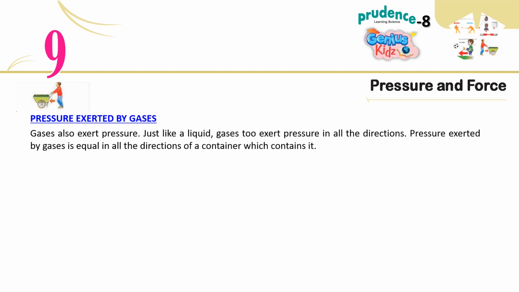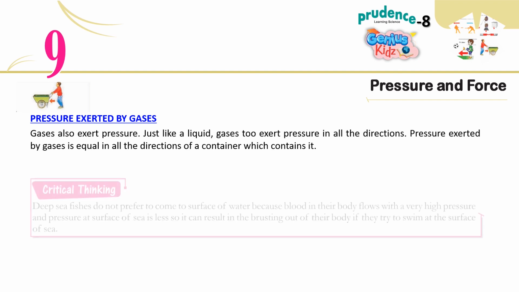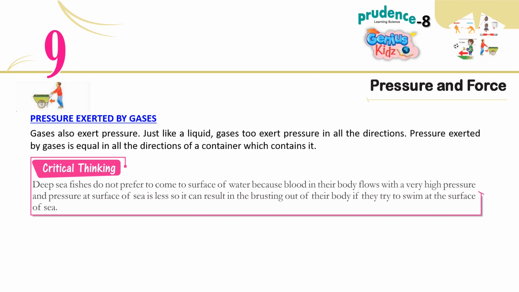Pressure exerted by gases. Gases also exert pressure. Just like a liquid, gases too exert pressure in all the directions. Pressure exerted by gases is equal in all the directions of a container which contains it. Critical thinking. Deep-sea fishes do not prefer to come to the surface of water because blood in their body flows with a very high pressure, and pressure at the surface of the sea is less, so it can result in the bursting out of their body if they try to swim at the surface of the sea.